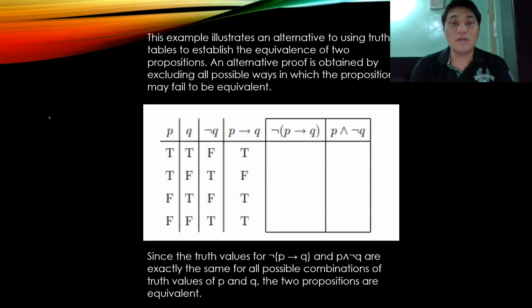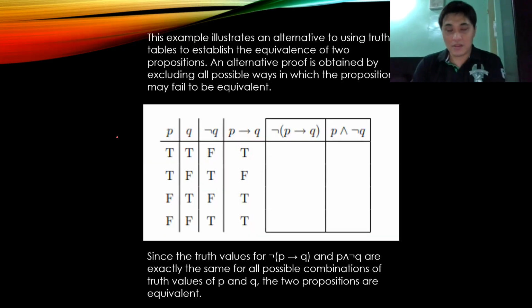This example illustrates an alternative to using the truth tables to establish the equivalence of two propositions. Alternative proof is obtained by excluding all possible ways in which the propositions may fail to be equivalent.